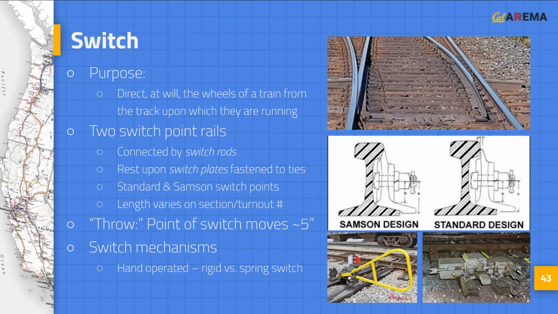Spring switches allow the points to close automatically after being trailed through from the diverging side. Powered switches are operated by an electric switch machine. Dual control power switches can be operated manually or thrown remotely by a dispatcher.